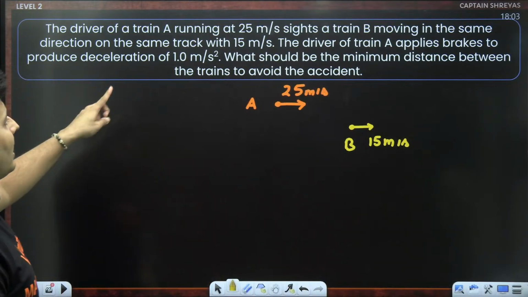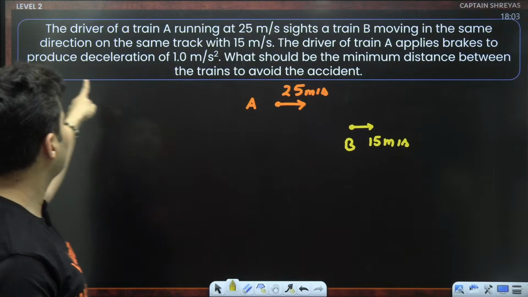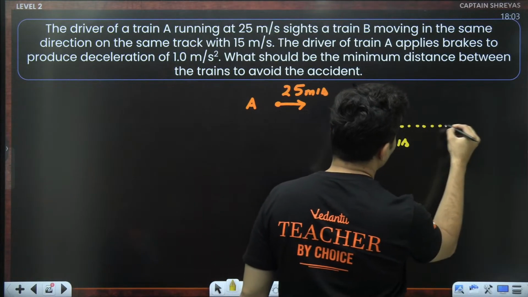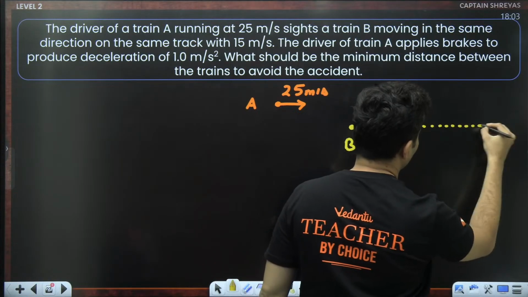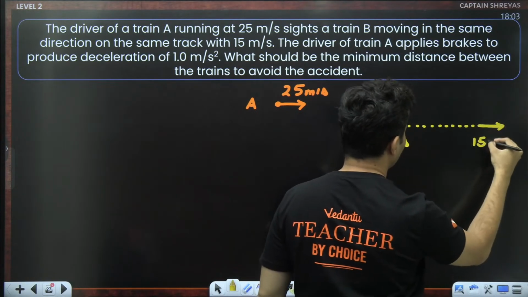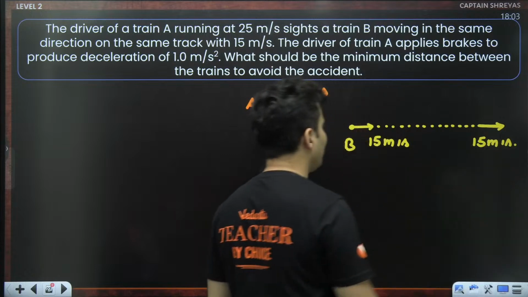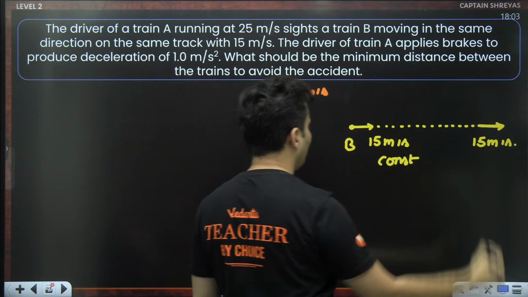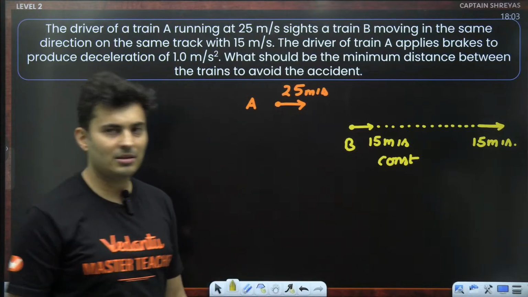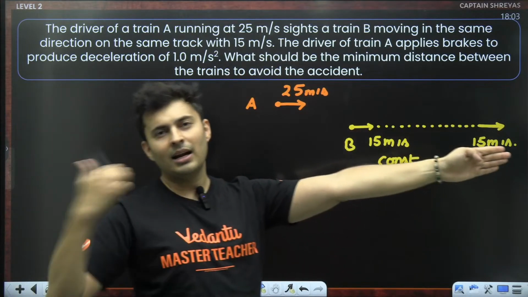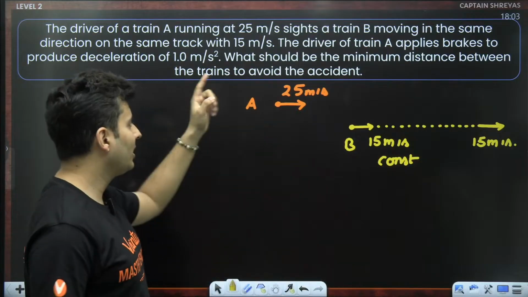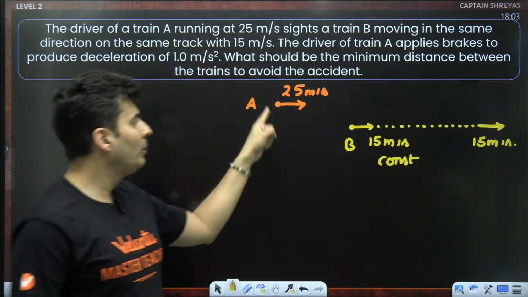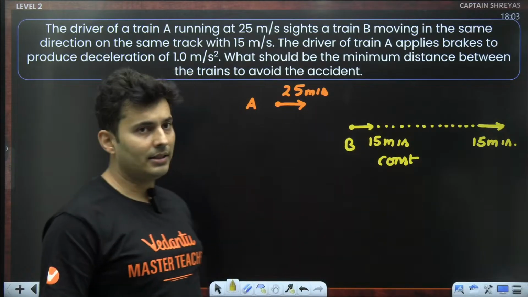Now, the driver of train A is only applying the brakes. Train B is not doing anything. What a weird fellow. He's still going with the same speed, 15 meters per second. So very, very irresponsible fellow. Train B is going with constant velocity. Anyways, we cannot judge him so much because he can't see behind. Obviously, it becomes a moral responsibility of train A's driver to brake and prevent the accident.